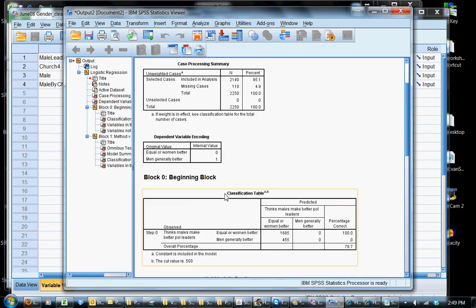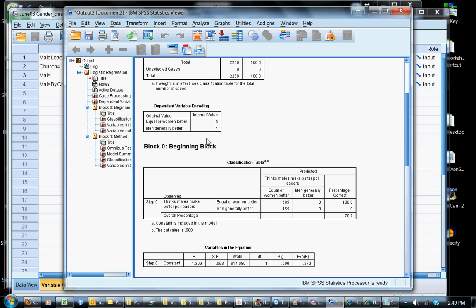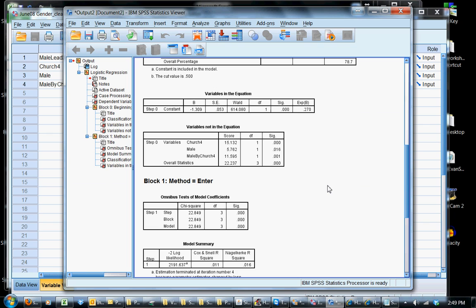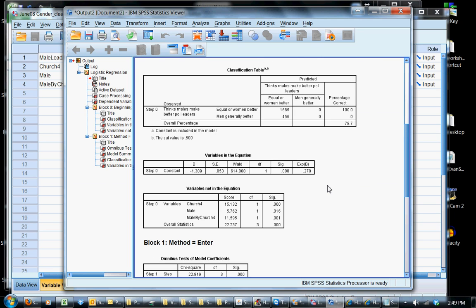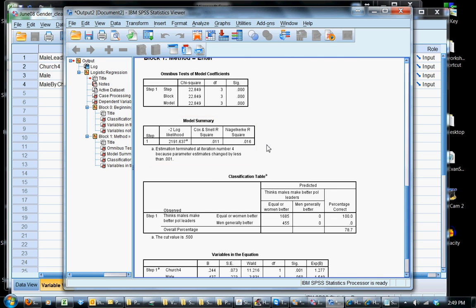And what do we find? This tells us how many cases were processed. 2,250 cases were processed. This tells us what the dependent variable was coded as. And most importantly, as we begin to move down, this particular data down here towards the bottom, because this is statistically significant, tells us that this particular model does in fact explain to some degree whether or not somebody's likely to say that, generally speaking, men make better political leaders.